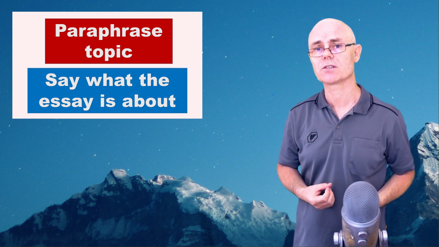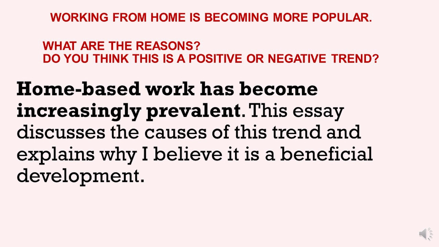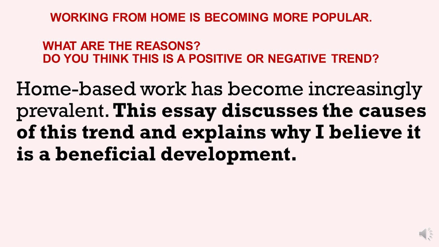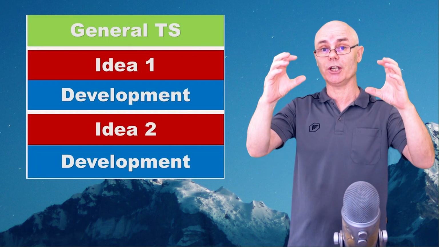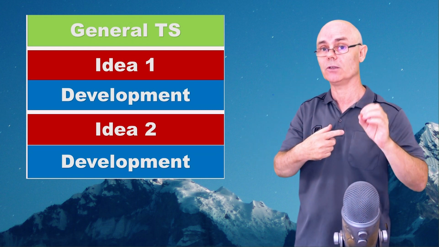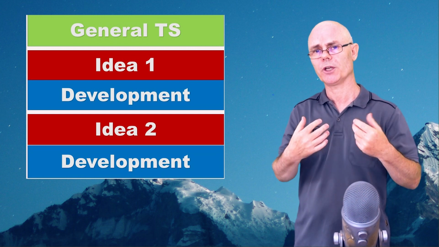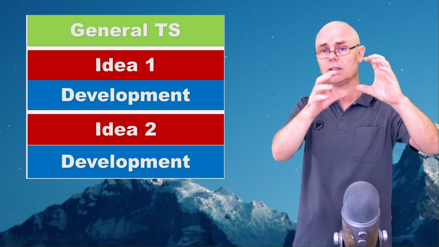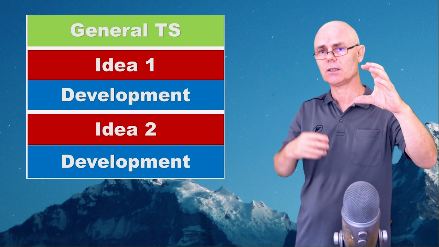Let's take a closer look at this. Home-based work has become increasingly prevalent. This essay discusses the causes of this trend and explains why I believe it is a beneficial development. Then we want to move on to the first body paragraph. And in terms of the body paragraphs for this essay, we're going to have a general topic sentence which introduces and clarifies which question we're going to be responding to. And then we're going to introduce our first idea, develop it, introduce our second idea, develop it.